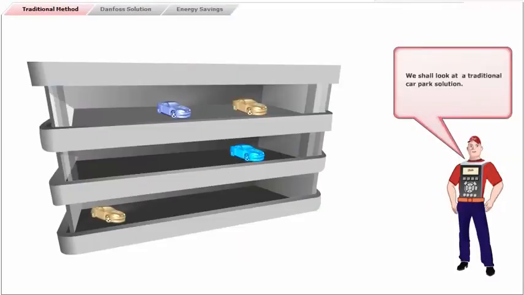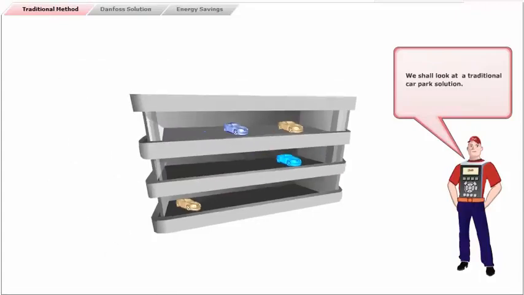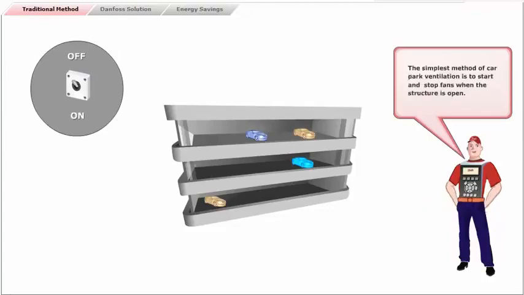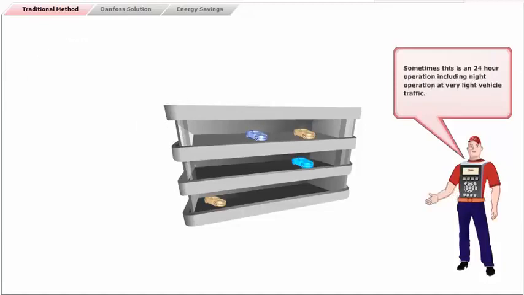We shall look at a traditional car park solution. The conventional ventilation design consists of an on-off control and sometimes involves two-speed motors. The simplest method of car park ventilation is to start and stop fans when the structure is open. Sometimes, this is in 24-hour operation, including night operation, at very light vehicle traffic. The fans are sized to handle peak traffic load.